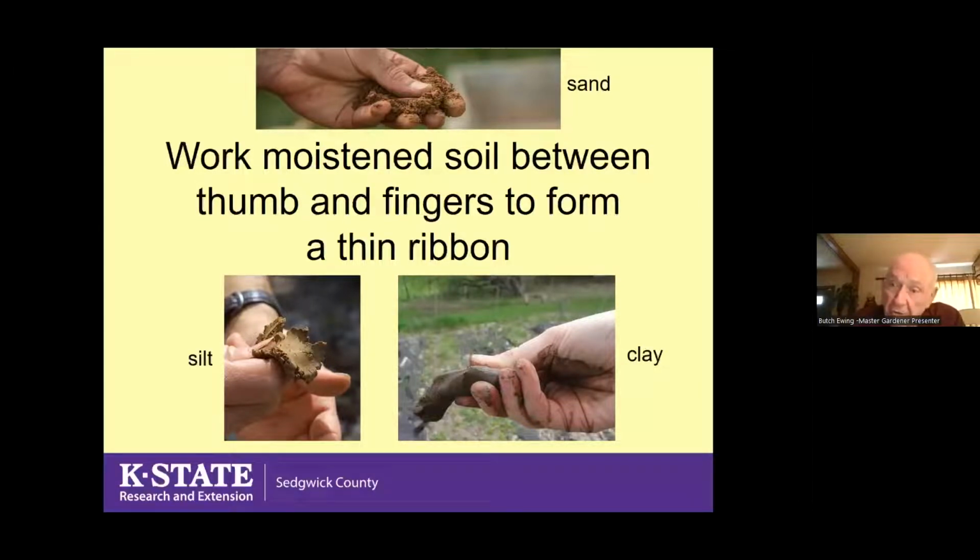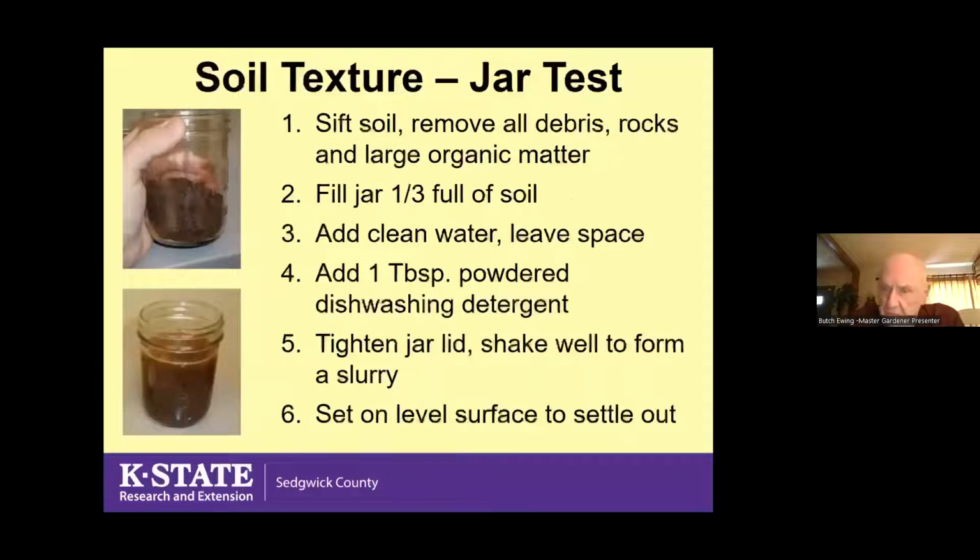Now, there's another method that will give you a little better idea of percentages. Again, it's pretty simple and it's not thoroughly accurate, but it'll at least give you an idea. It's called the jar test. That's where you would take a sample of your soil, dry, and sift out all the big pieces of debris and rocks and large pieces of organic matter.